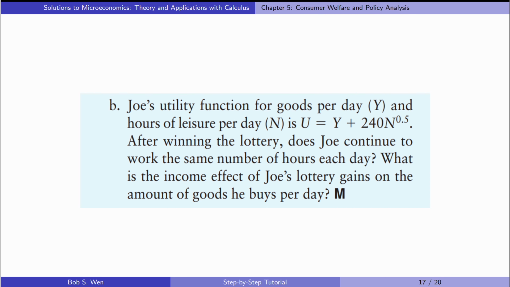In part B, Joe's utility function for goods per day and hours of leisure per day is as follows. After winning the lottery, does Joe continue to work the same number of hours each day? What is the income effect of Joe's lottery gains on the amount of goods he buys per day?